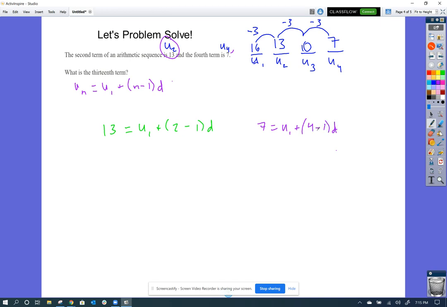I'm just going to clean this up a little bit. We have a 3, so 7 equals U sub 1 plus 3d. And then on the other side, we have 13 equals U sub 1 plus 1d. All right, and now let's think about this. We have a U sub 1 in both equations and a d in both equations.